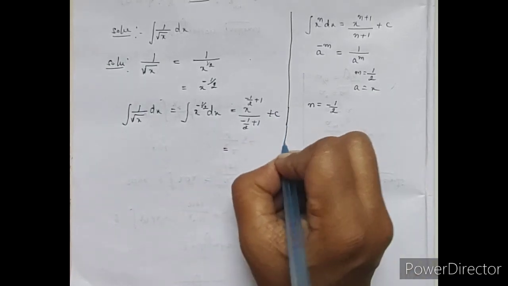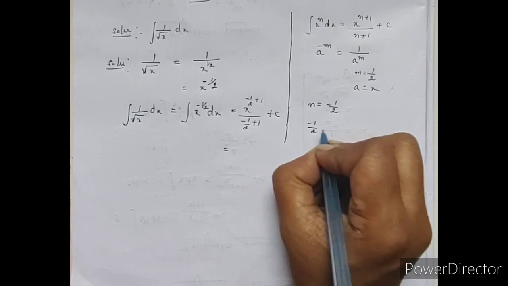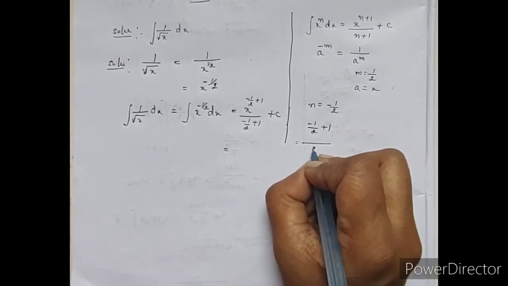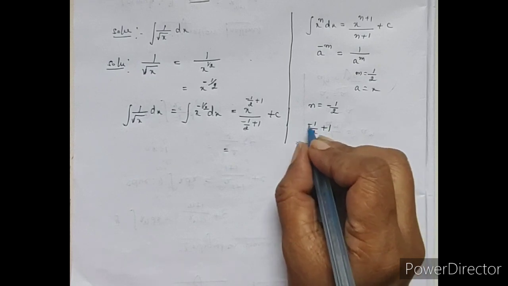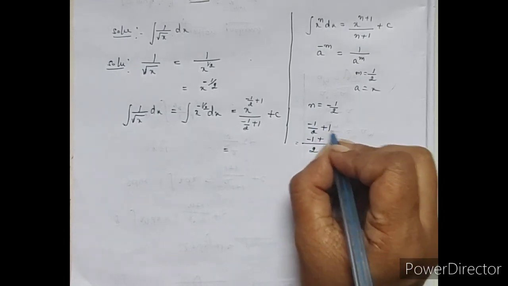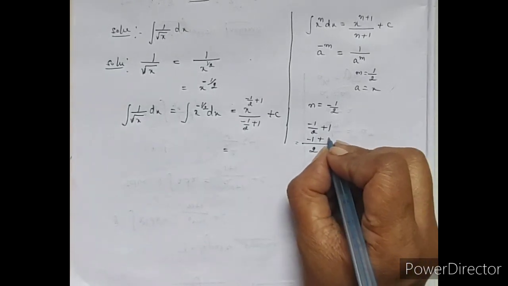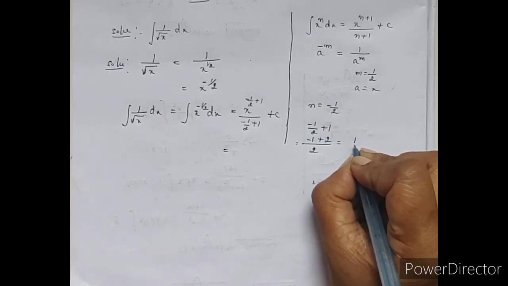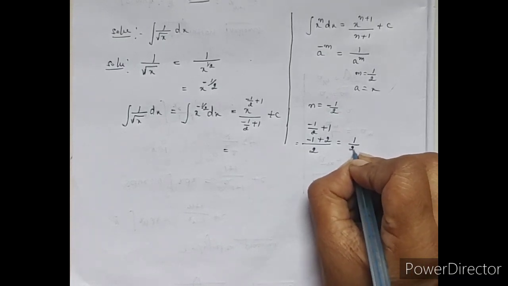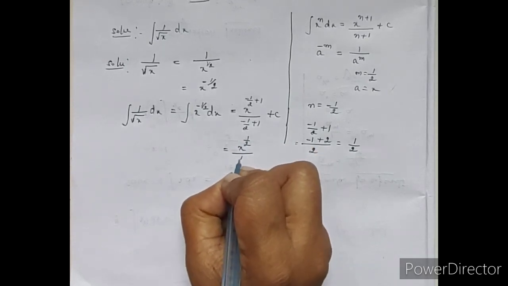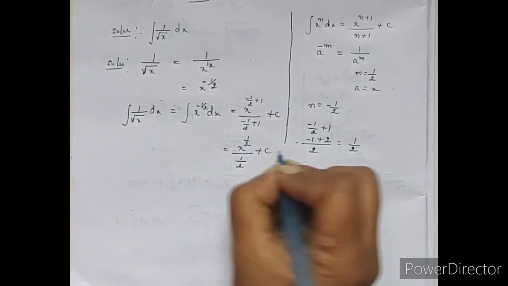So when you simplify, minus 1 by 2 plus 1, the common denominator is 2. So 2 ones are 2, minus 1 ones are minus 1, plus, the denominator is not there for 1, so it is considered as 1 itself. So therefore 1 2s are 2. So minus 1 plus 2 is 1, so 1 by 2. So it is x to the power of 1 by 2 divided by 1 by 2, plus the constant of integration c.